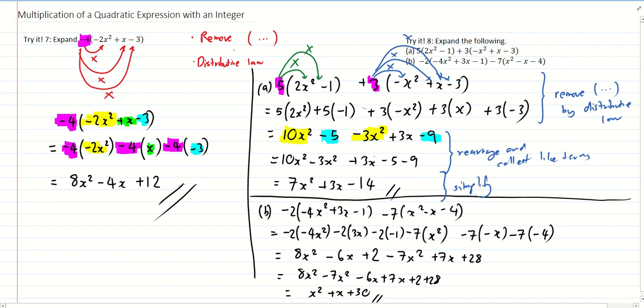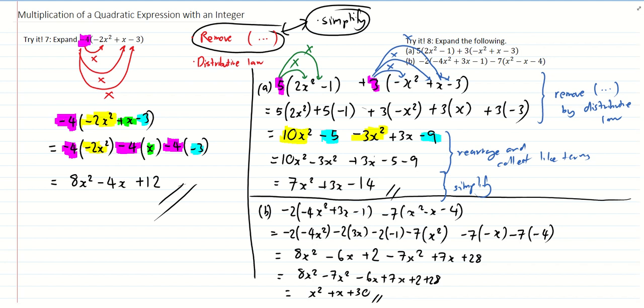But anyway, to summarize, when it comes to simplifying quadratic expressions, be it when you are adding, subtracting, or multiplying with an integer, the whole idea is always to remove the bracket, and then after you remove the bracket, you simplify by collecting all the like terms together. So this is the whole concept behind our quadratic expressions for today's lesson.